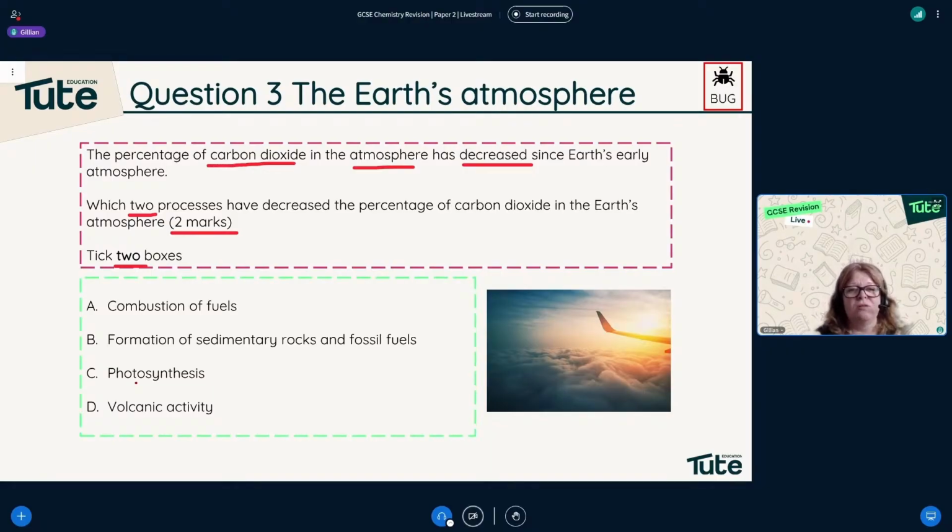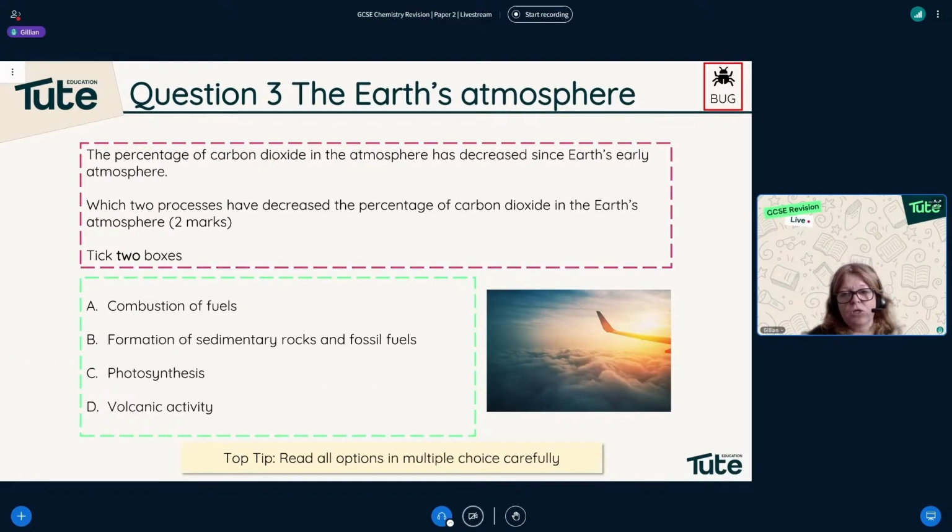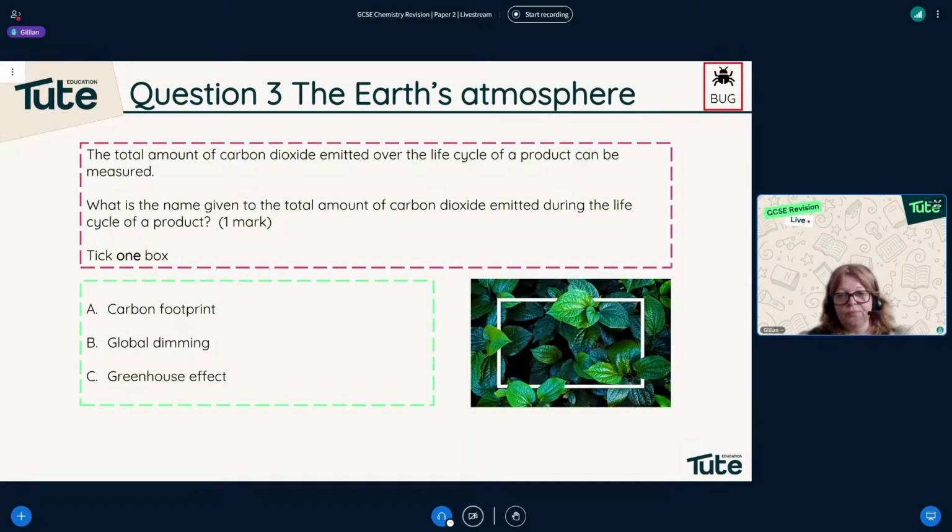Well, let's eliminate the ones that we know are definitely not correct. So again, top tip for this question, and we've had this top tip before, haven't we? Read all options in multiple choice carefully. So I know the combustion of fuels and volcanic activity actually increases the carbon dioxide levels. So it's the formation of sedimentary rocks and fossil fuels and photosynthesis, which plants carry out, which have actually decreased the levels of carbon dioxide in the atmosphere.